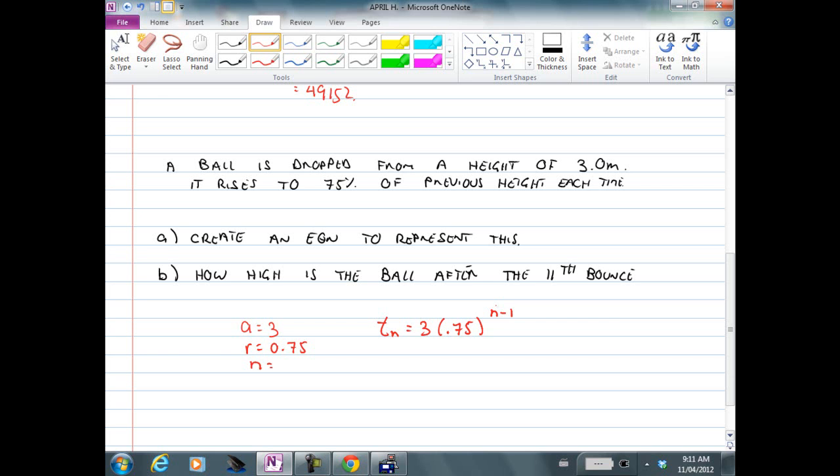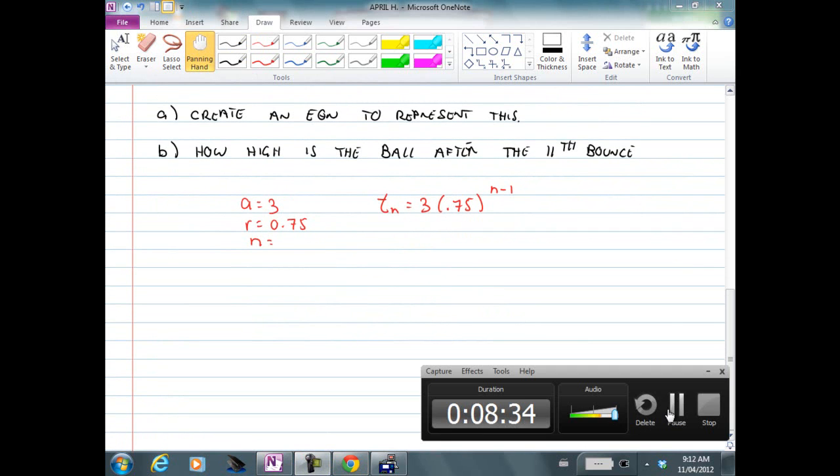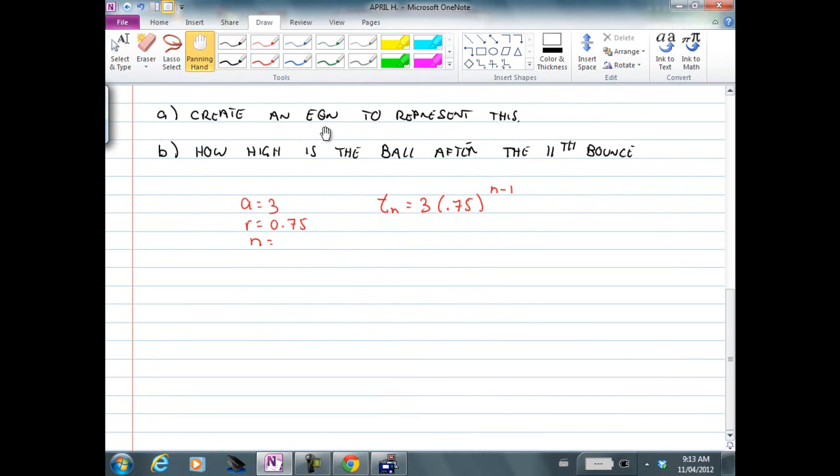How high is the ball after the 11th bounce? Have fun with this. I'm going to pause it and walk around. When I walk around, the first thing I noticed a lot of you did was say, hey, this is easy. I just sub in 11 and I just work it out.